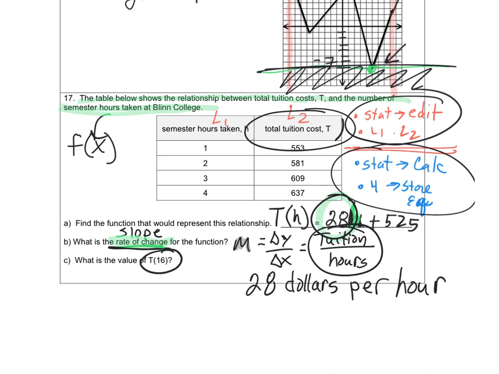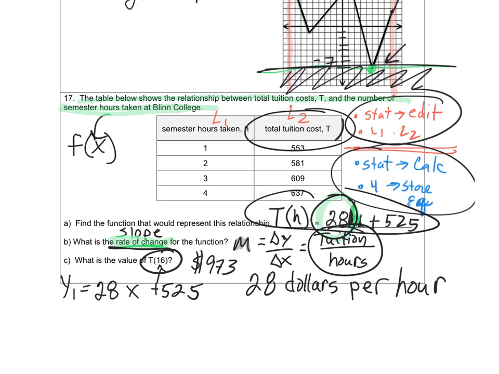What is the value of t at 16? So you're going to take this and put it in your y1. So y1, you'll type in 28x plus 525. Look at your table. The x value is 16, and the y value is going to be 973. So we know that to take 16 hours is $973.